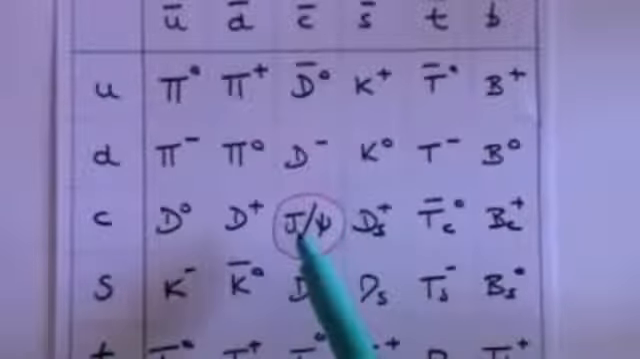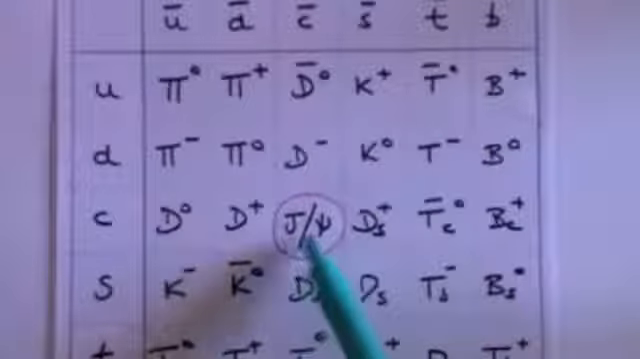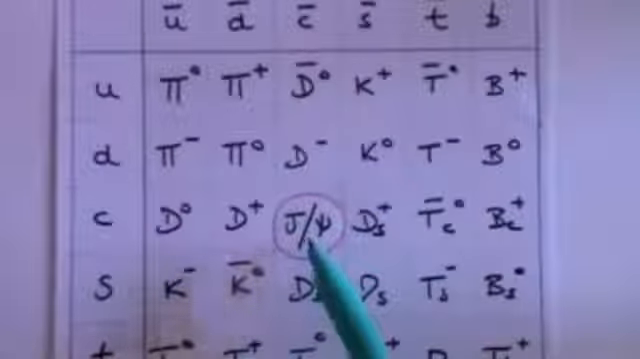But then a new particle was discovered, I've ringed it here, by 2 different groups. One called it the J, one called it the psi, and so for a while it became known as the J-psi particle. It was the first particle that was found that included a new quark called a charm quark. And that's essentially how the charm quark was discovered, through this new particle, this new meson.